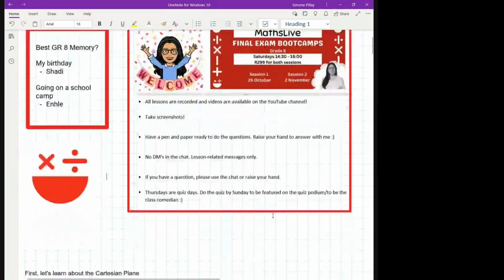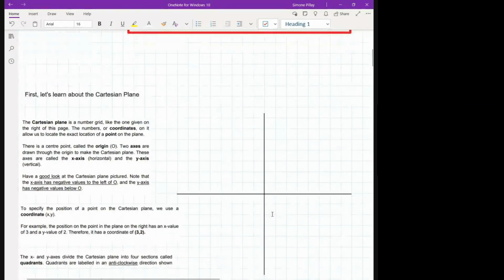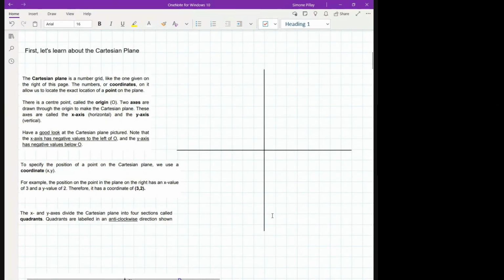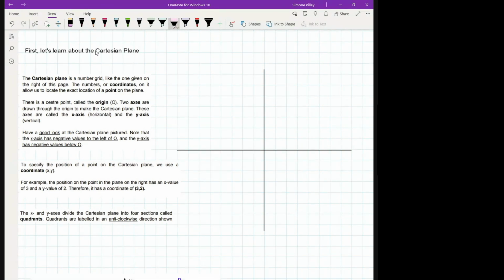We are finally getting into drawing graphs, but before we can actually get there, we have to learn about this thing that we draw our graphs on, and that is called the Cartesian plane. Now, I want you guys to use reactions or put a message in the chat. Are we familiar with just the word? Have we heard this word before? The word Cartesian plane.